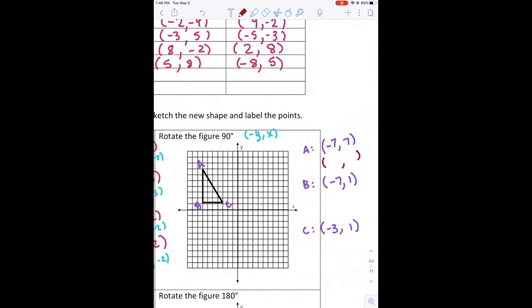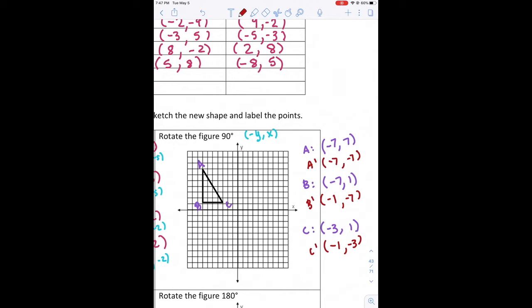So I know I need to switch them. And I need to take the opposite of whatever was in the Y position before. So my A is going to become -7, -7. But maybe that was your B. I don't know how you labeled it. For B, I need to switch them. And then I need to take the opposite of whatever was in the Y position before. So -1, -7. Last one, switch them, take the opposite of whatever was in the Y position before, -1, -3. So this would be my A prime, B prime, and C prime.